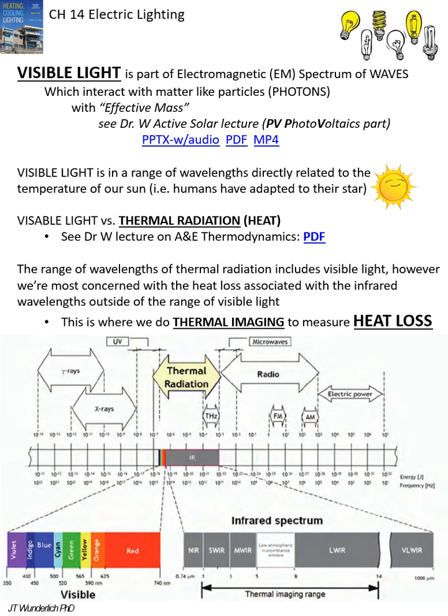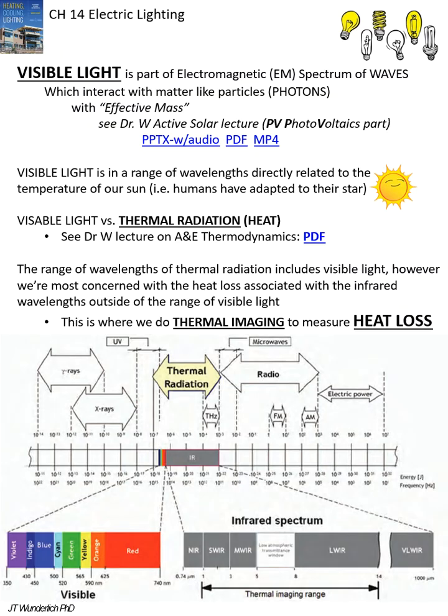So we want to drill down a little bit now into, and this is chapter 4 out of the One Source textbook here, and most of what this slide is paraphrased somewhere in that chapter. But again, visible light is part of the electromagnetic spectrum, and you can go back and look in photovoltaic lectures on that. Visible light is in a range of wavelengths directly related to the temperature of our sun, because that's the star our planet's orbiting around.